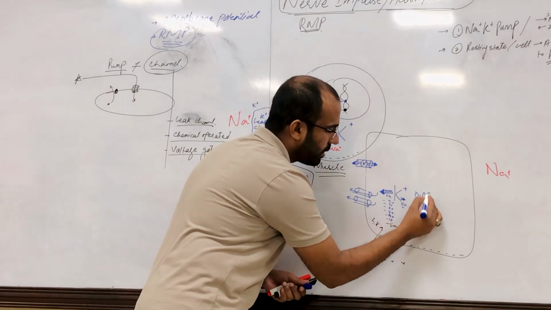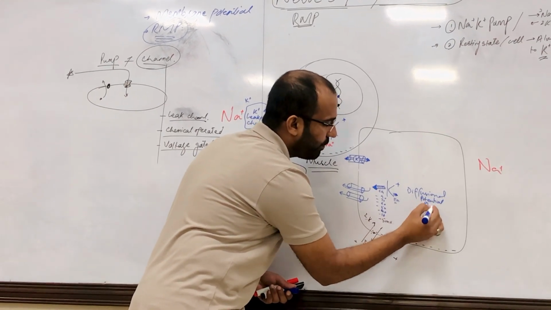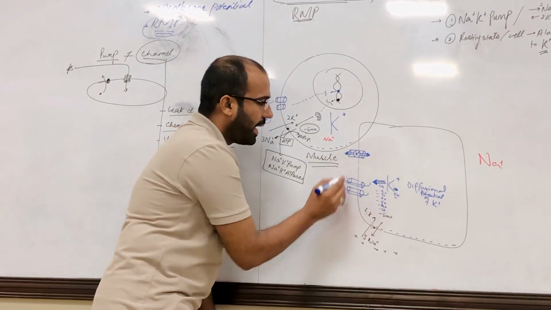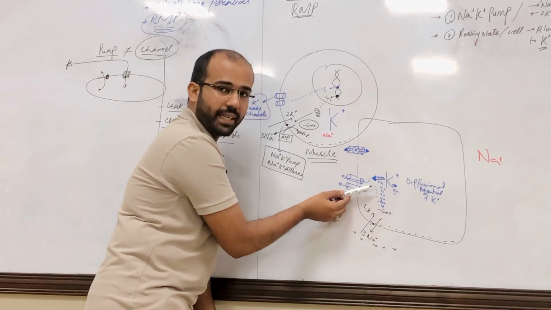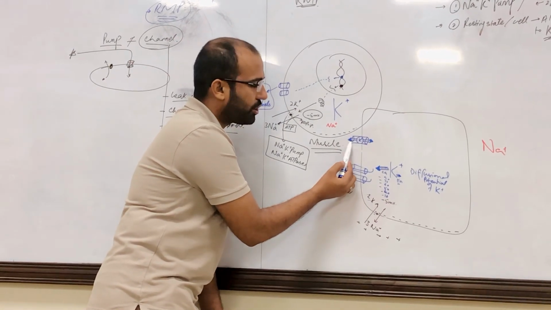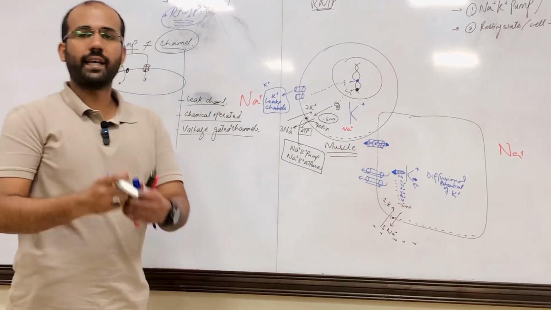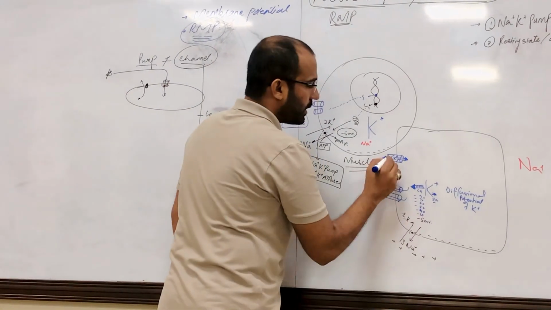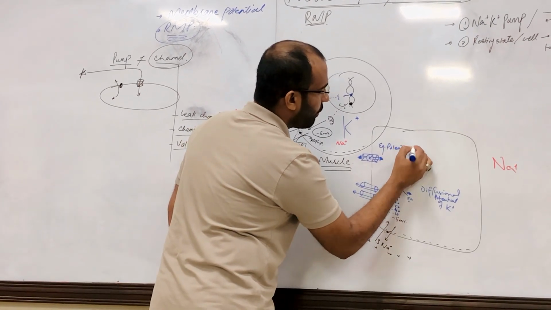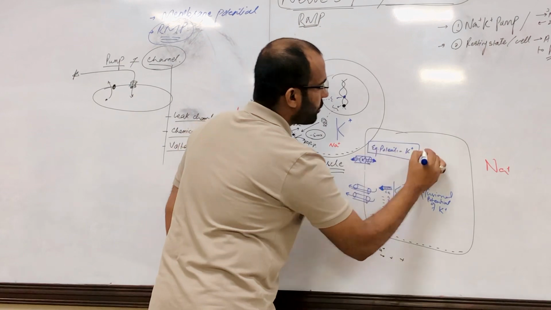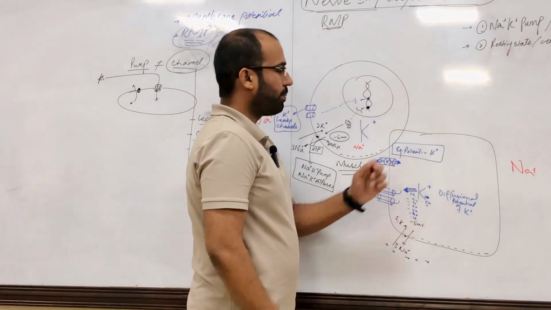Remember, this is the diffusional potential of potassium. As potassium moves out, the cell membrane becomes more and more electronegative, until the concentration gradient exactly equals the electrical gradient, and potassium movement will stop. Ionic movement will become zero. That particular point is the equilibrium potential for potassium, and it is also known as the Nernst potential.